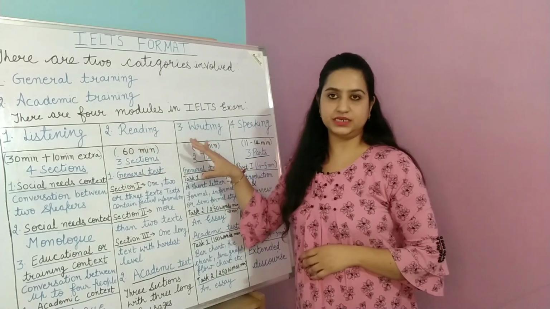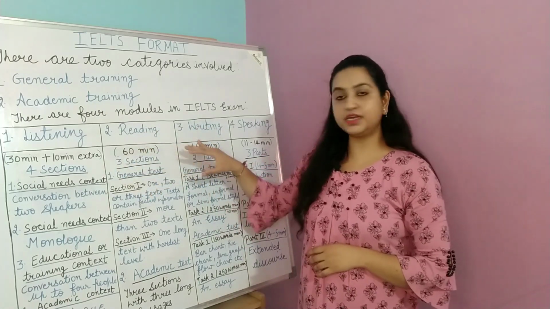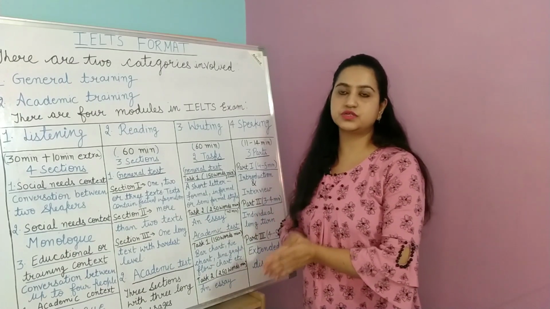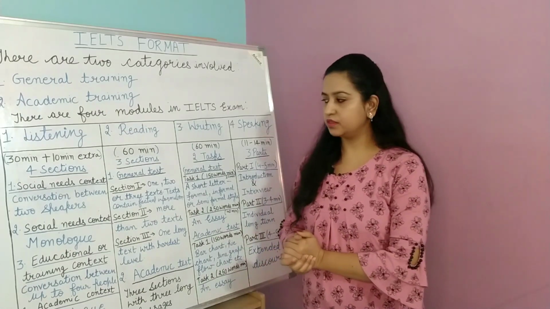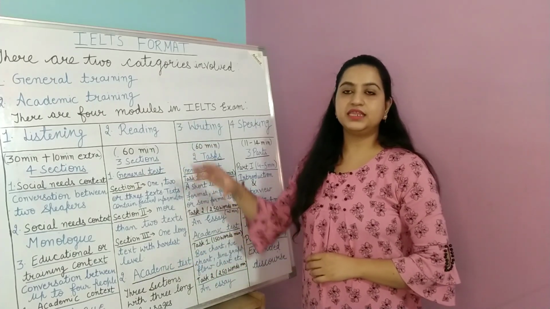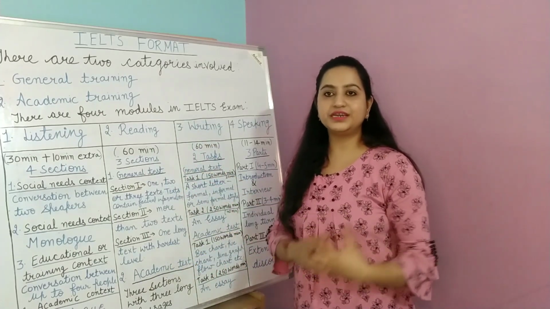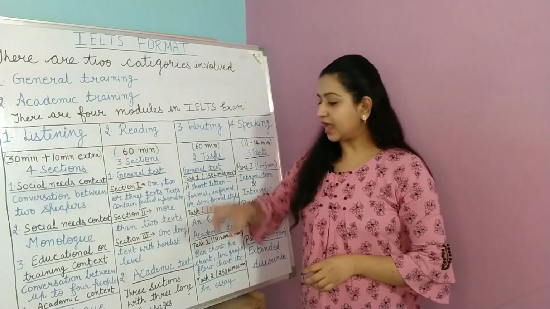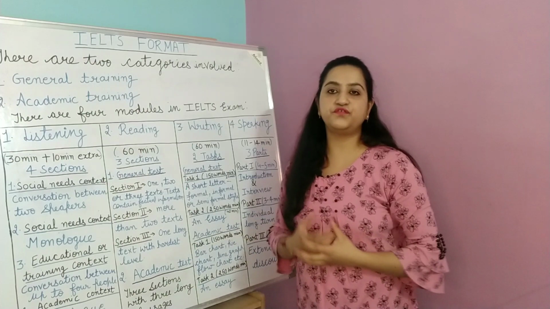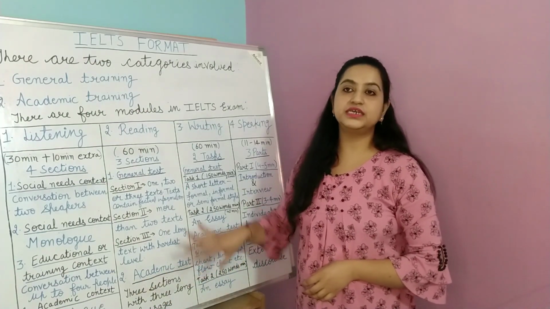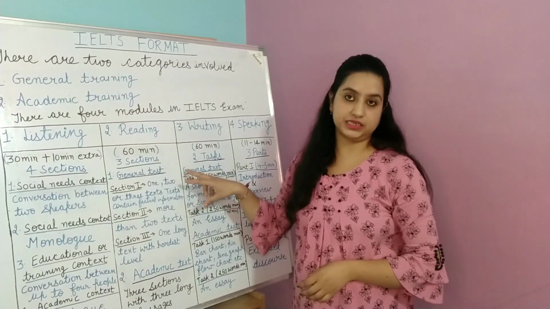The second module is reading. The time limit for the reading module is 60 minutes. That means we need to solve all the 40 questions in the span of 1 hour. There are 3 sections in both the categories and they are presented in the order of increasing difficulty. That means the first section is easier and the last section is the most difficult section in the reading module. Academic reading is quite difficult as compared to General reading.